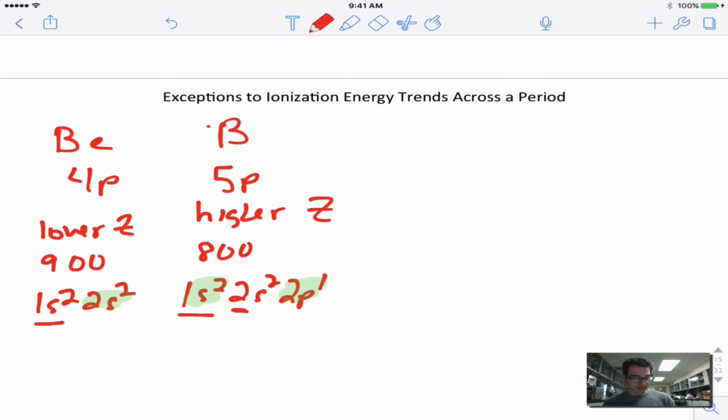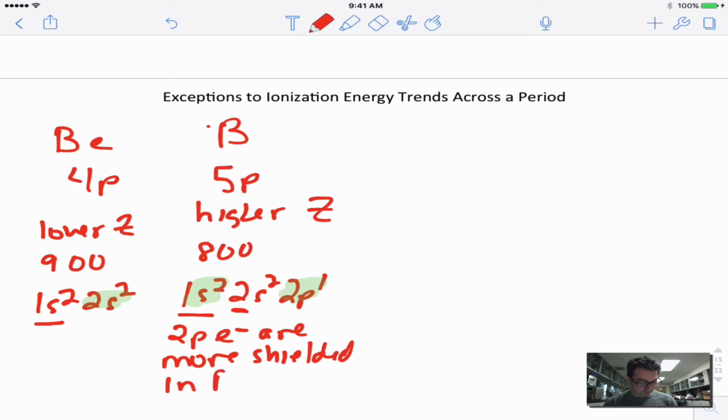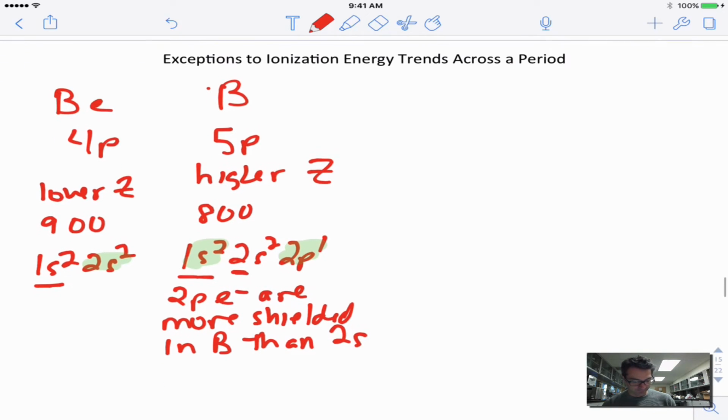And so if I had to put this into words, these 2p electrons in boron are more shielded than the 2s electrons in beryllium. So boron has a slightly lower ionization energy. There's a little bit more shielding going on there. That means that the electron, even though it is closer overall, it's also more shielded. And that then leads to a lower ionization energy.